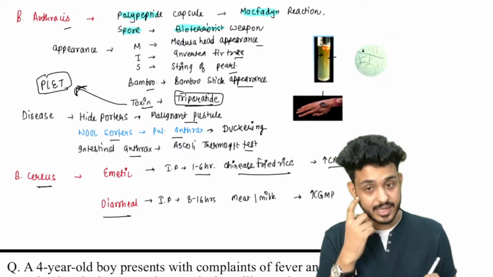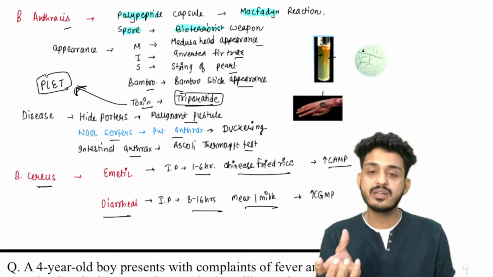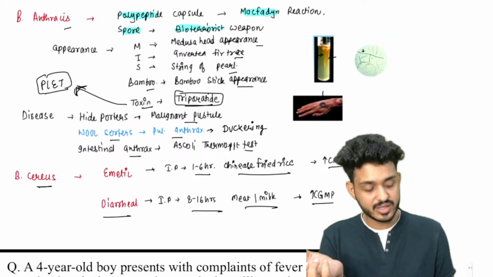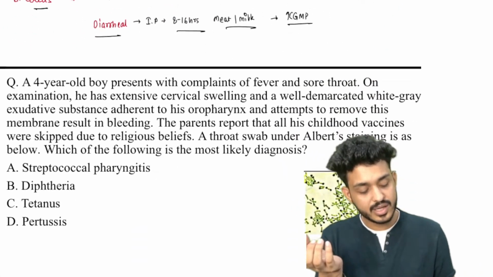Second strain is your diarrheal strain. Incubation period will be 8 to 16 hours. It will involve meat products and milk products. Okay, and it will increase what, cyclic GMP. Okay, try to solve this one.